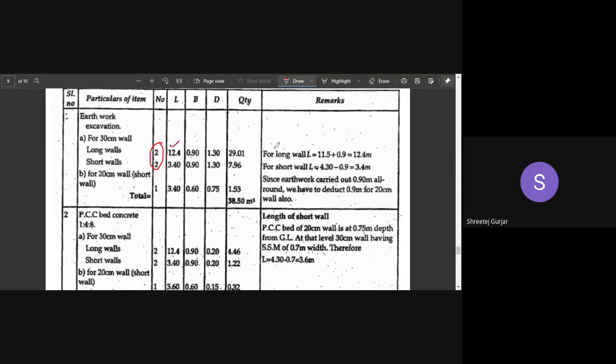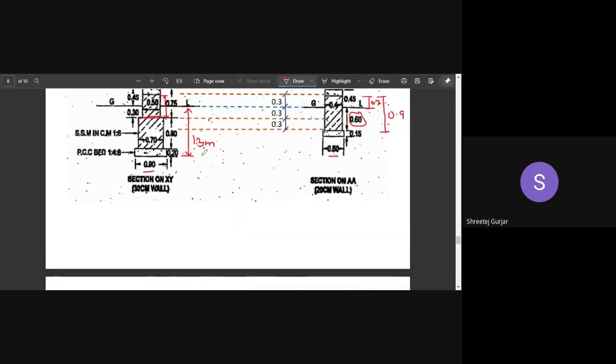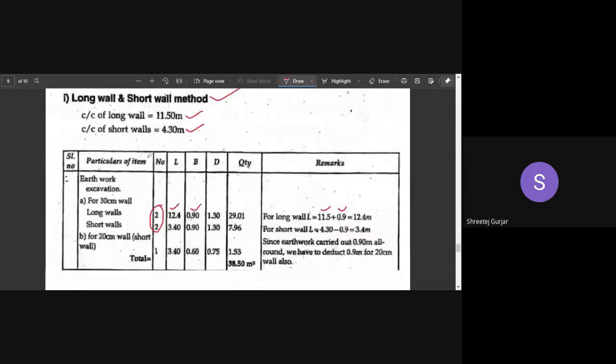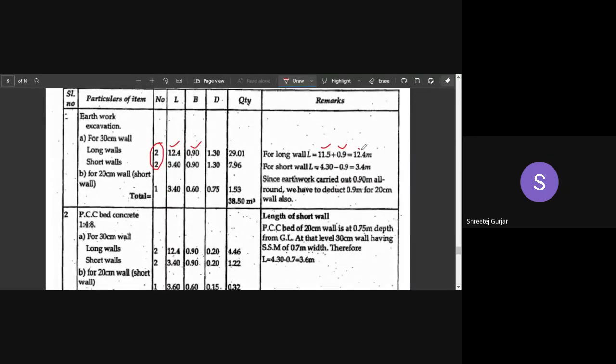For long wall, what I've told is, to the center line length you have to add the width. So center line length I know is 11.5. I will add my width, that is 0.9. You can see in the section for 30 centimeter wall, it is 0.9. So width is 0.9, so 0.9 I have to add. So length will be 12.4 meters. So 12.4 meters is my length and 0.9 meters is my width.